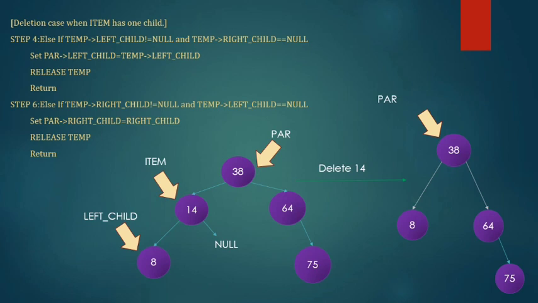What if we want to delete 64? The case would be exactly the same, except now we would make changes to the parent, that is 38's right child, instead of the left child. And that is what the step 6 statement executes for.